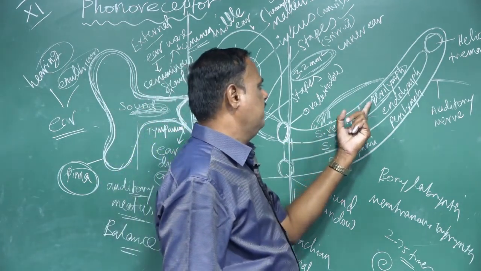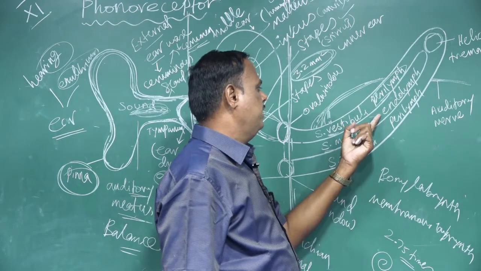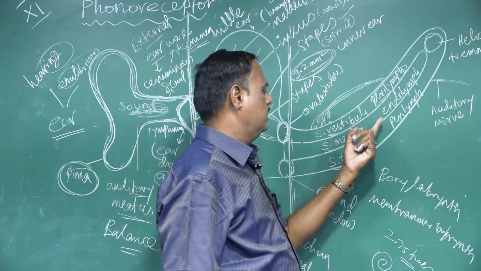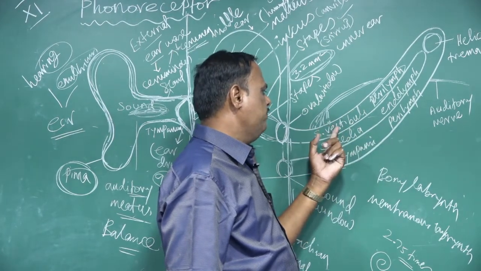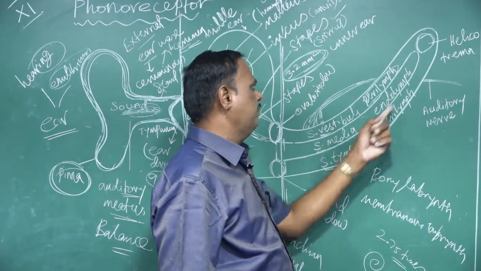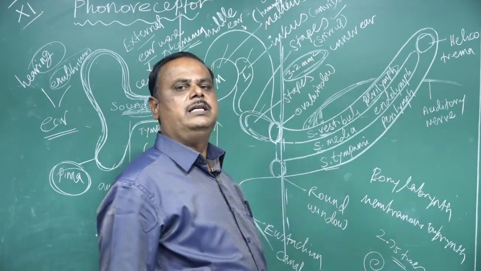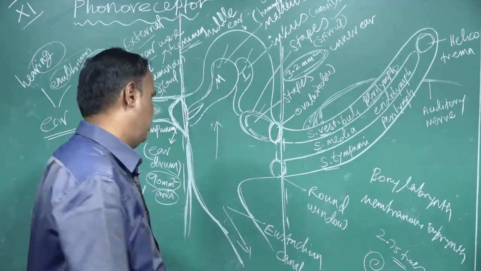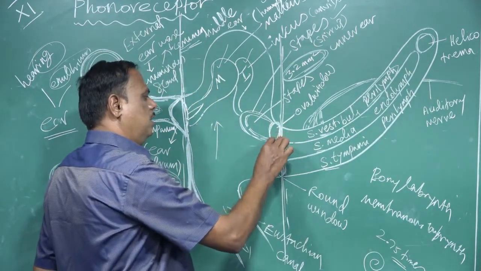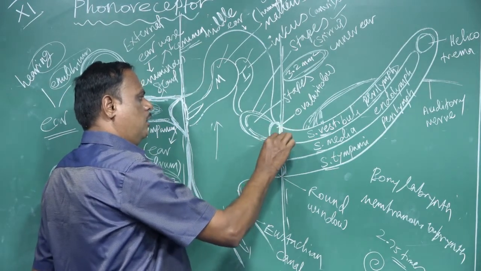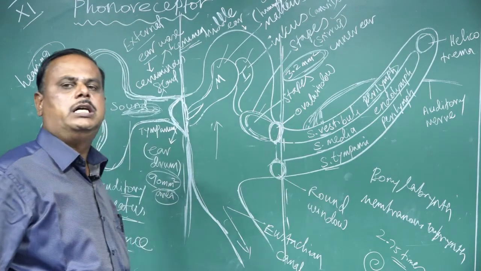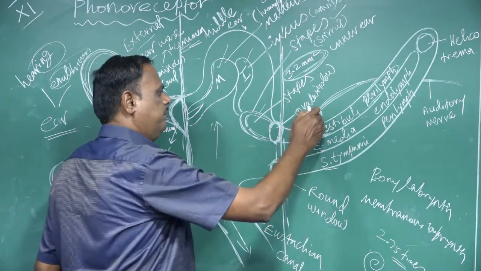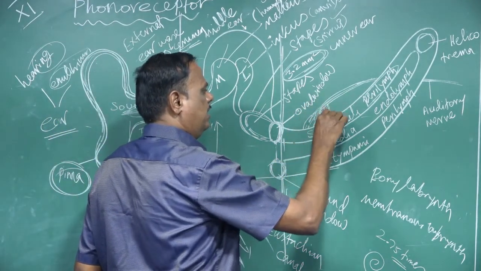Scala vestibuli is filled with perilymph. Scala media is completely filled with endolymph. And the scala tympani is completely filled with perilymph. The junction between the scala vestibuli and scala tympani, a minute opening, is called the helicotrema. At the base of the cochlea there are two openings: one is called the oval window, and below it is the round window. Near the round window, the auditory nerves are connected.